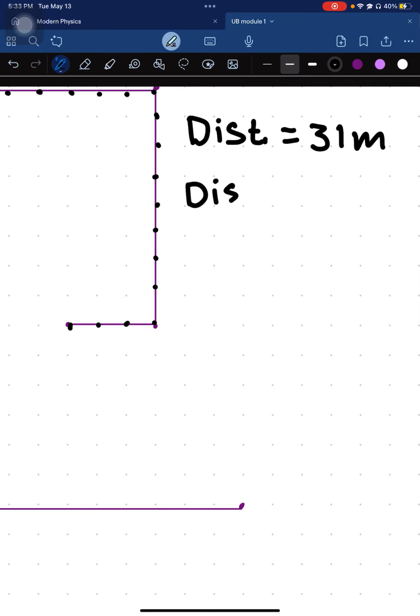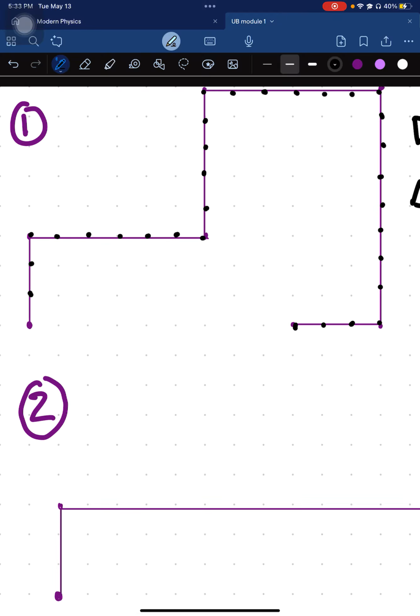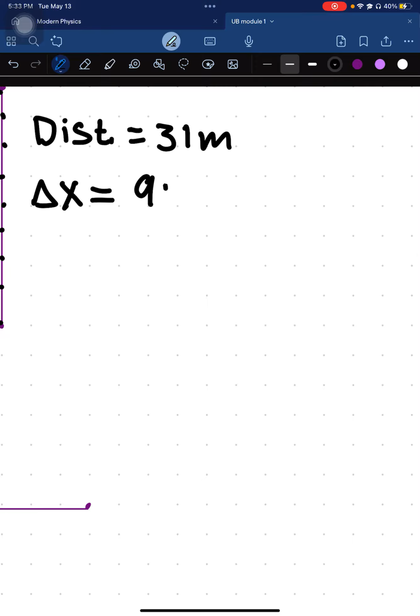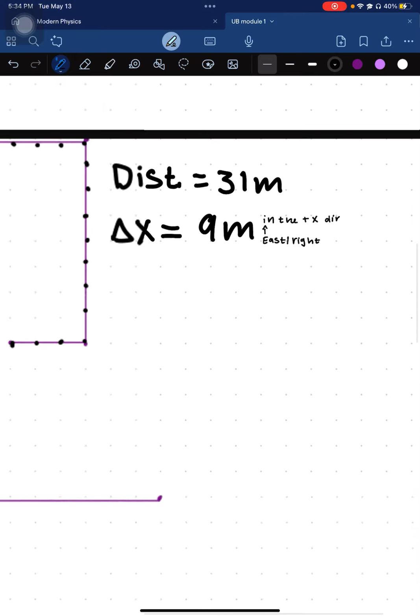For displacement, actually, I'm going to write that as delta x for displacement. That's our x final minus our x initial, and we're just going to count the squares in between since it's a straight line. 1, 2, 3, 4, 5, 6, 7, 8, 9. So we can say 9 meters, and there's a couple of ways we can say that. We can say 9 meters in the positive x direction. We can say 9 meters I hat, and we can say 9 meters east slash right. All of these would be acceptable.